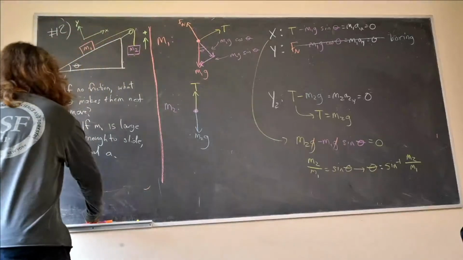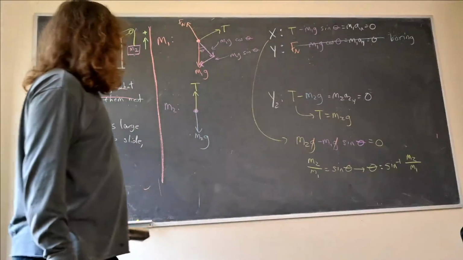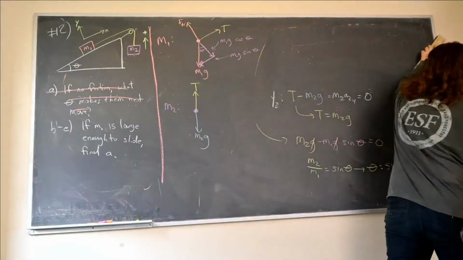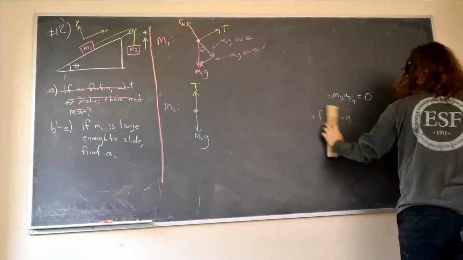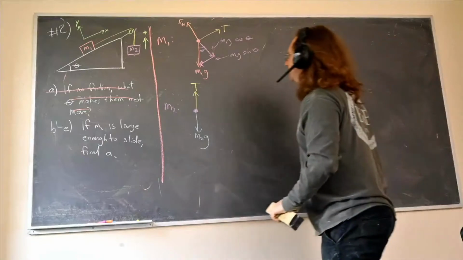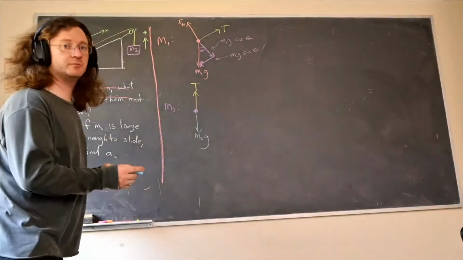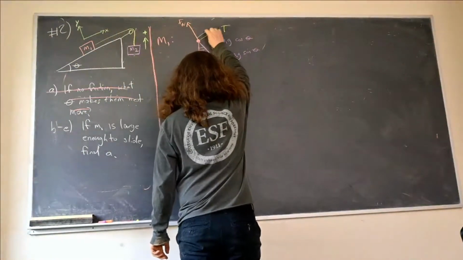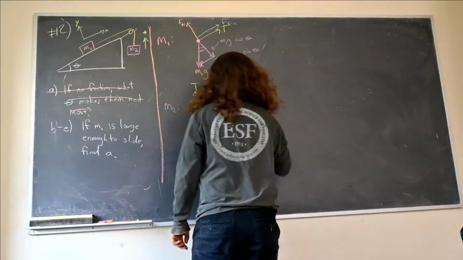So we did this. We figured out what angle makes them not move. Now, we're going to make m1 big enough that the whole thing slides. And now we need to find their acceleration. Now, the only thing that changes with the force diagrams once it begins sliding is that if m1 is massive enough to slide down the platform, that means that there's now a frictional force going up the platform.